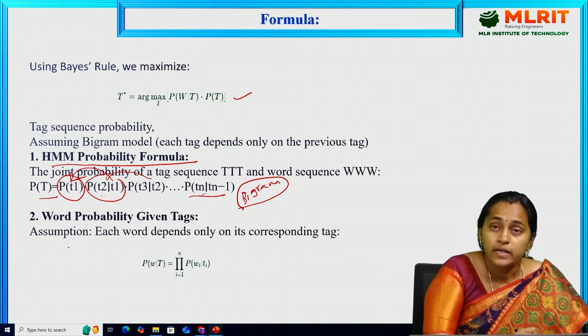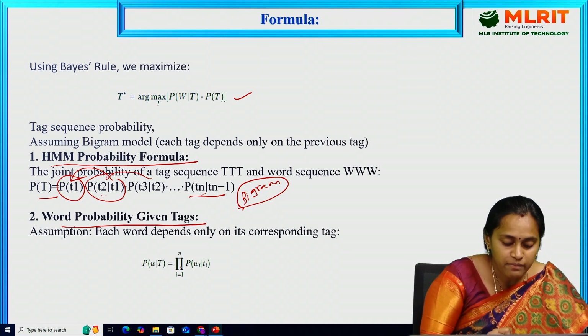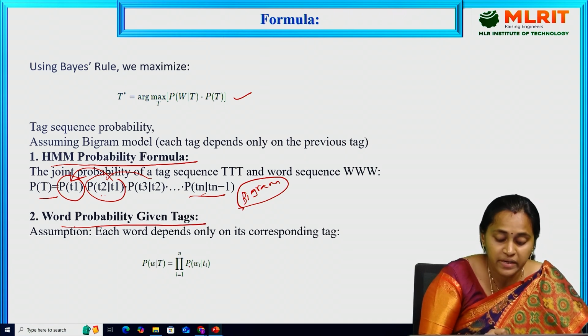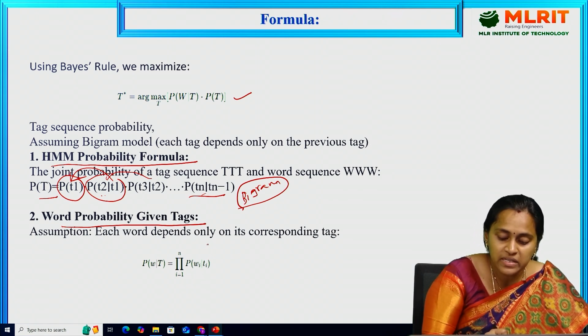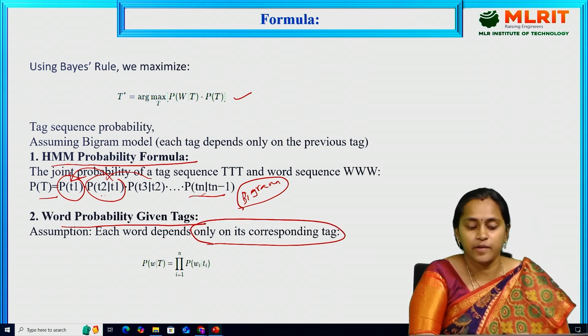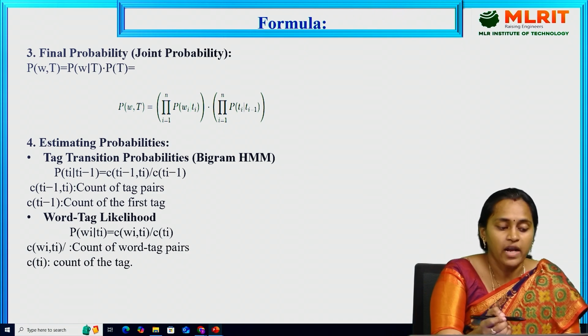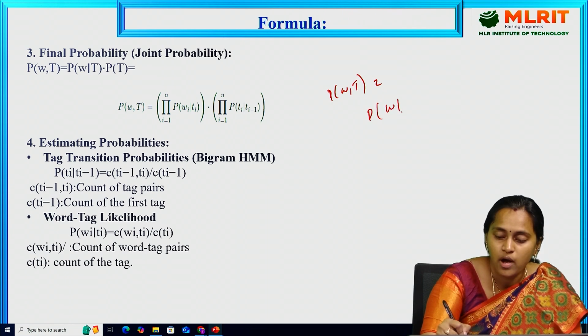Next, given the tags, the probability of W given T is the product over i equal to 1 to n of P(Wi given Ti). This is the dependency on only the corresponding tag. Let's see the final probabilities: the probability of W, T equals the probability of W given T.